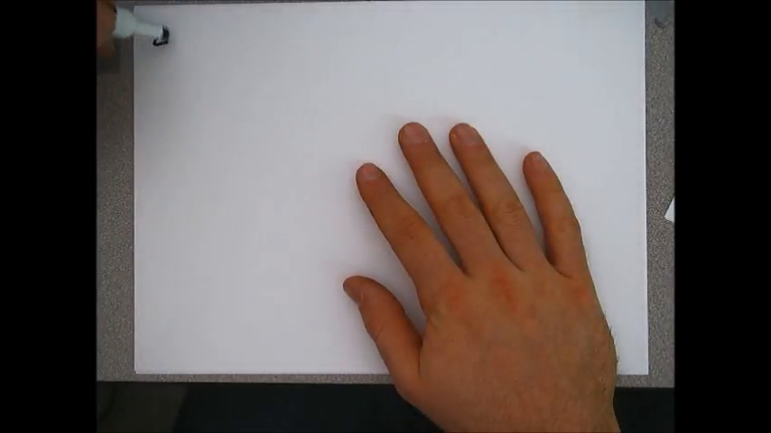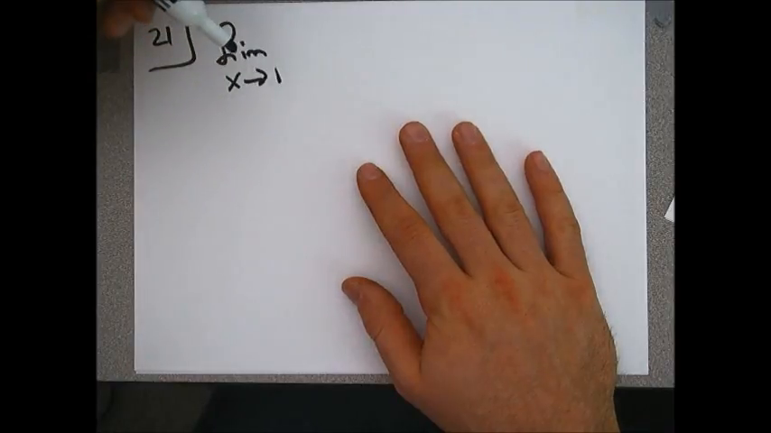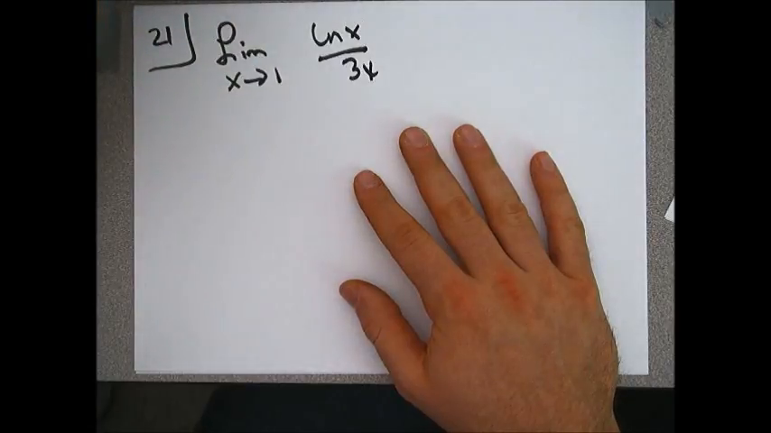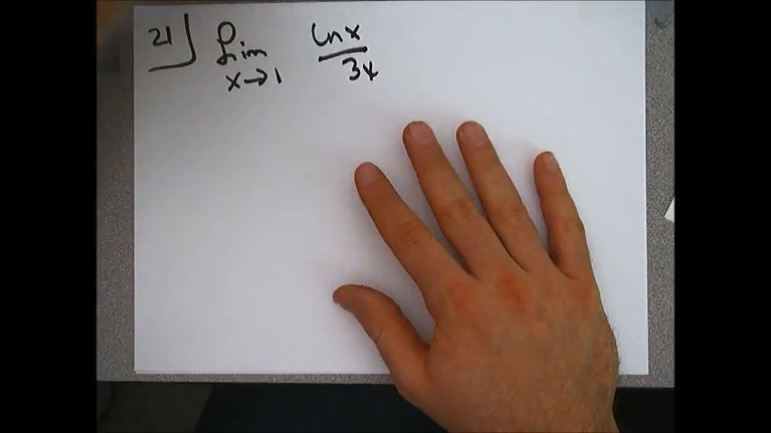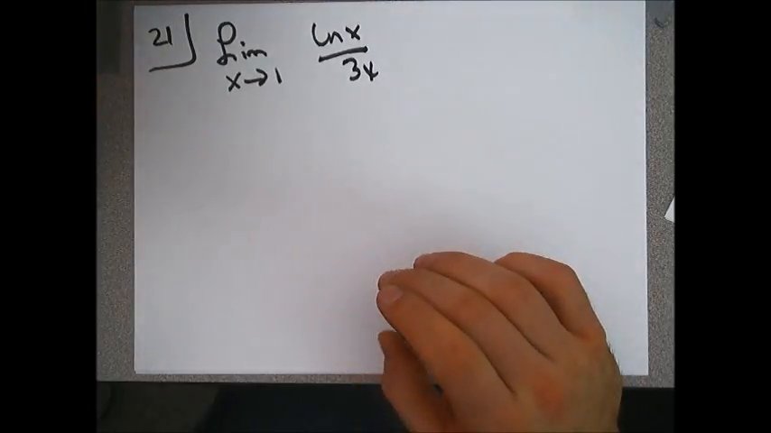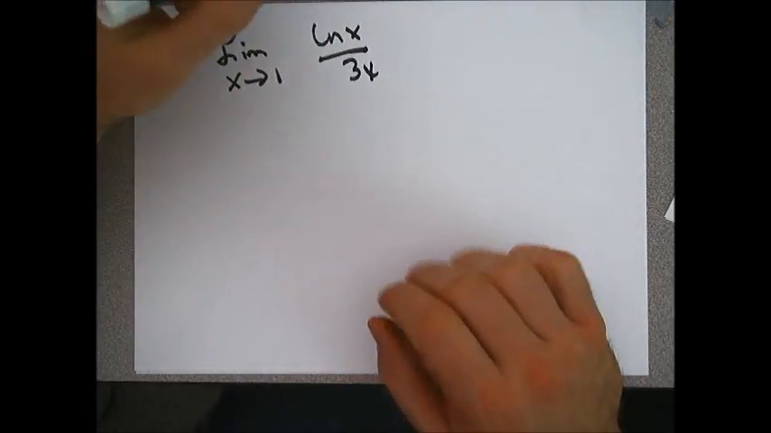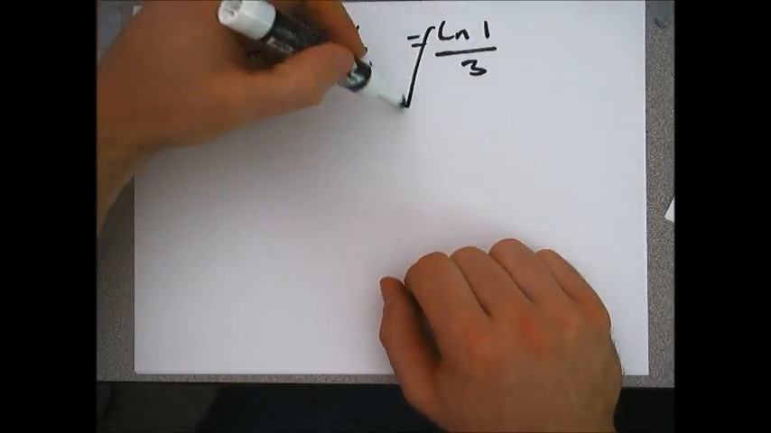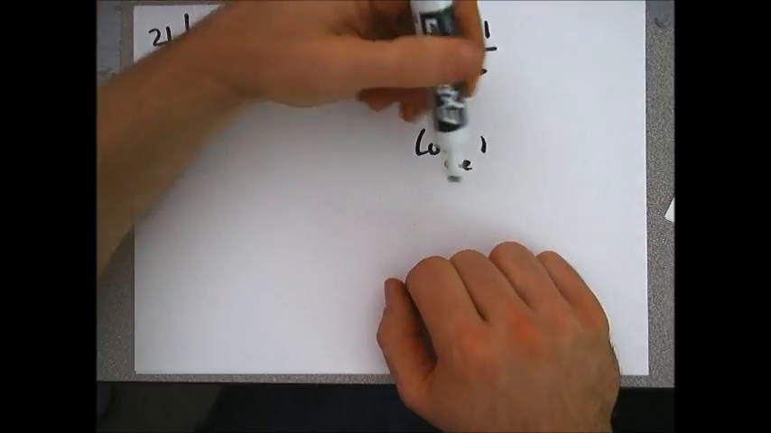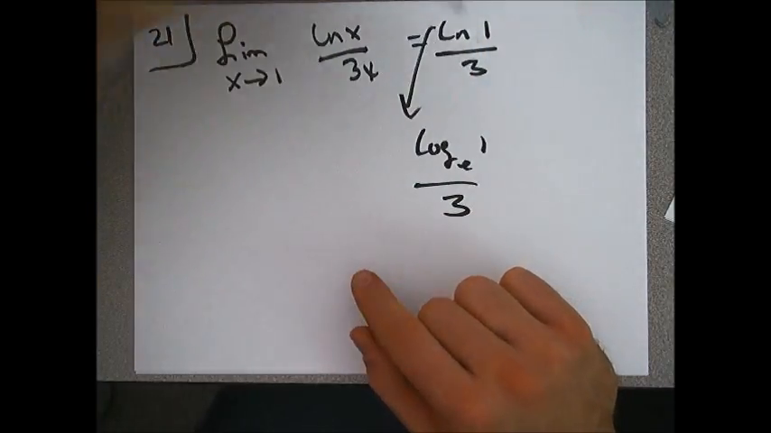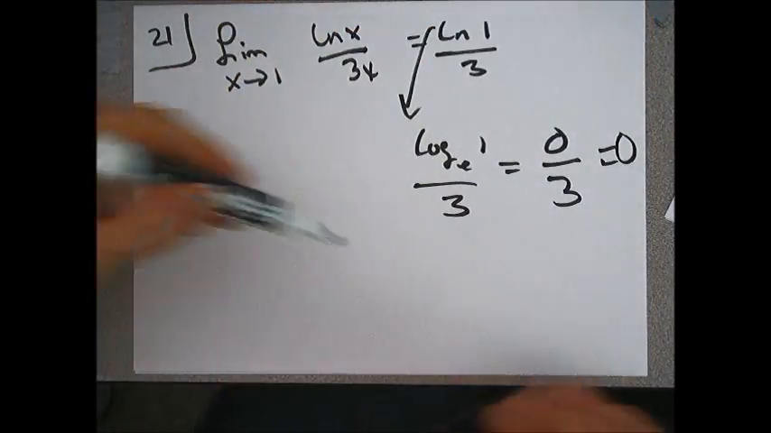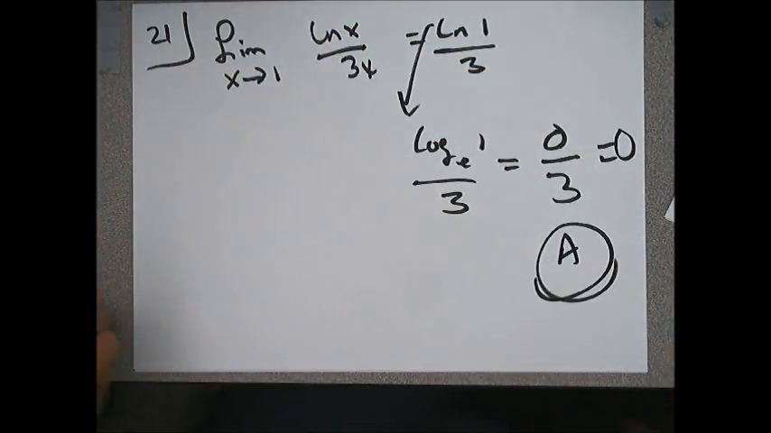Number 21. Limit as x approaches 1 of natural log over 3x. What will we always try to do when you have a limit? First objective is see, can I plug in? If it doesn't make the bottom 0, good to go. If I plug this in, I've got natural log of 1 over 3. Natural log of 1 means log base e of 1. E to what power is 1? 0. 0 over 3, 0. Choice A.